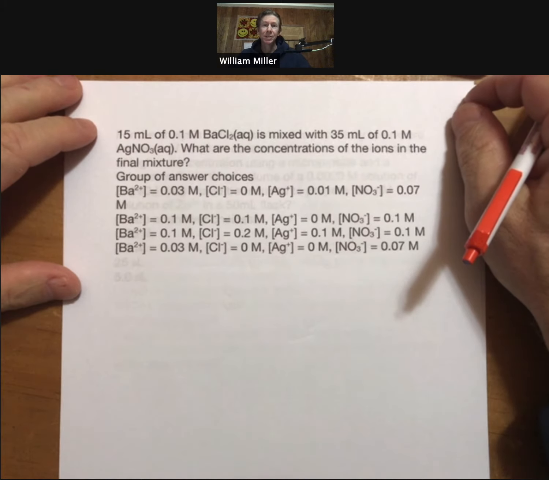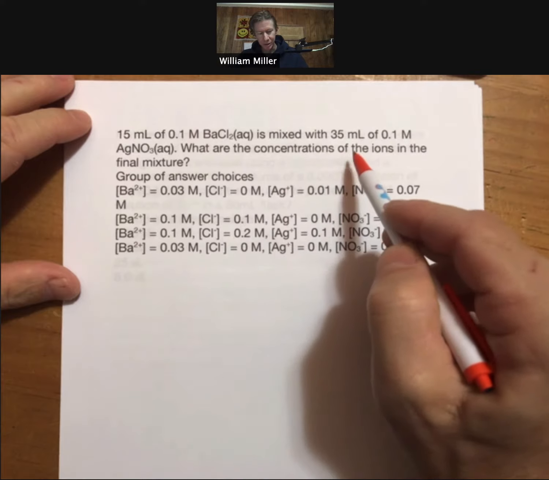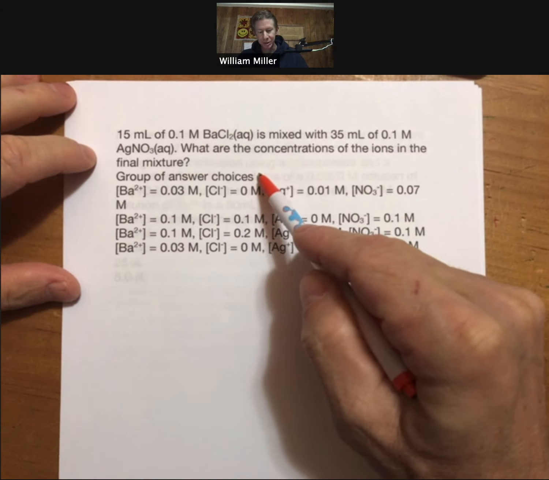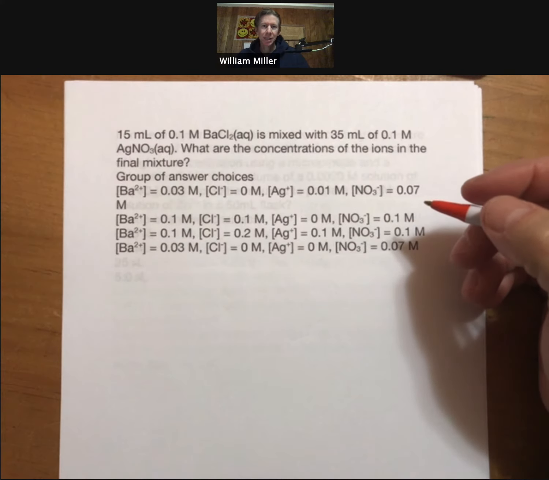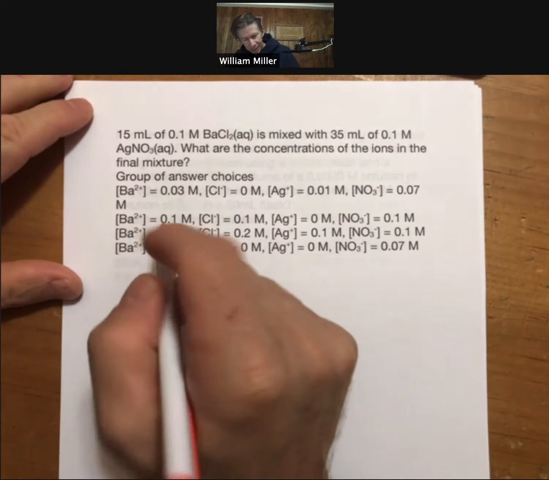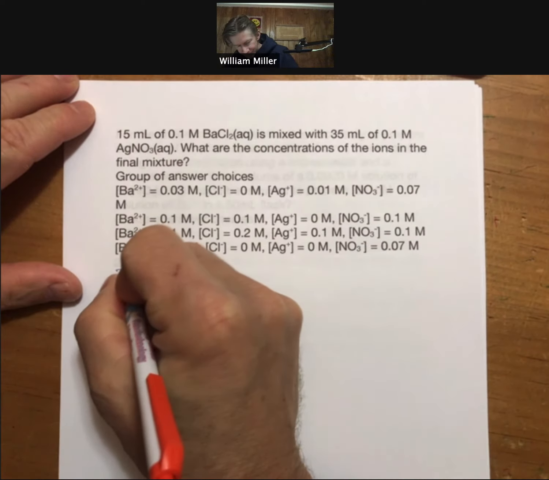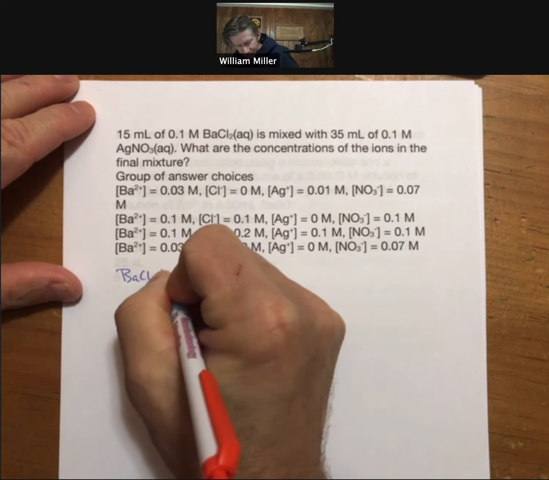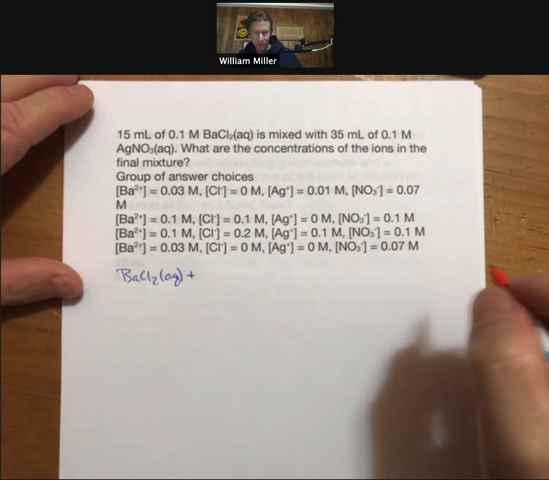Problem: we're mixing two solutions together, and we're asked, what are the concentrations of the ions in the final mixture? We have some choices here. So first thing I'm going to suggest is that we figure out what the balanced reaction is for this process. I've got barium chloride reacting with silver nitrate, and they're both aqueous solutions.